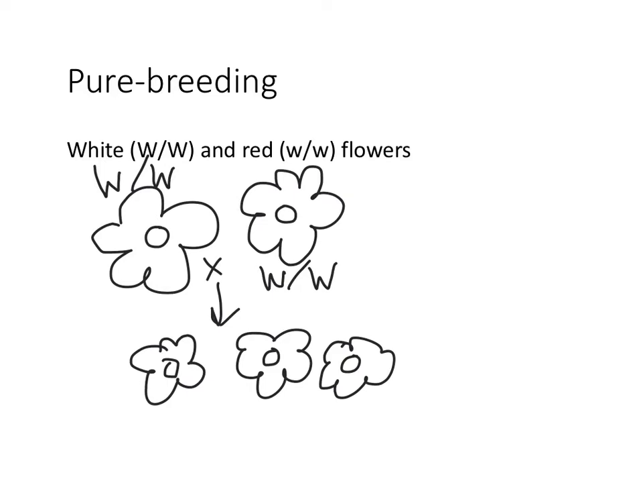Right, there's no genetic variation in either of the parents. They're both homozygous for the same allele. Capital W over capital W and capital W over capital W. That is how we know that they're pure breeding. If you mate two individuals together that have the same trait and all of their offspring look identical to the parents, then that's pure breeding. So, in other words, pure breeding basically means homozygous.